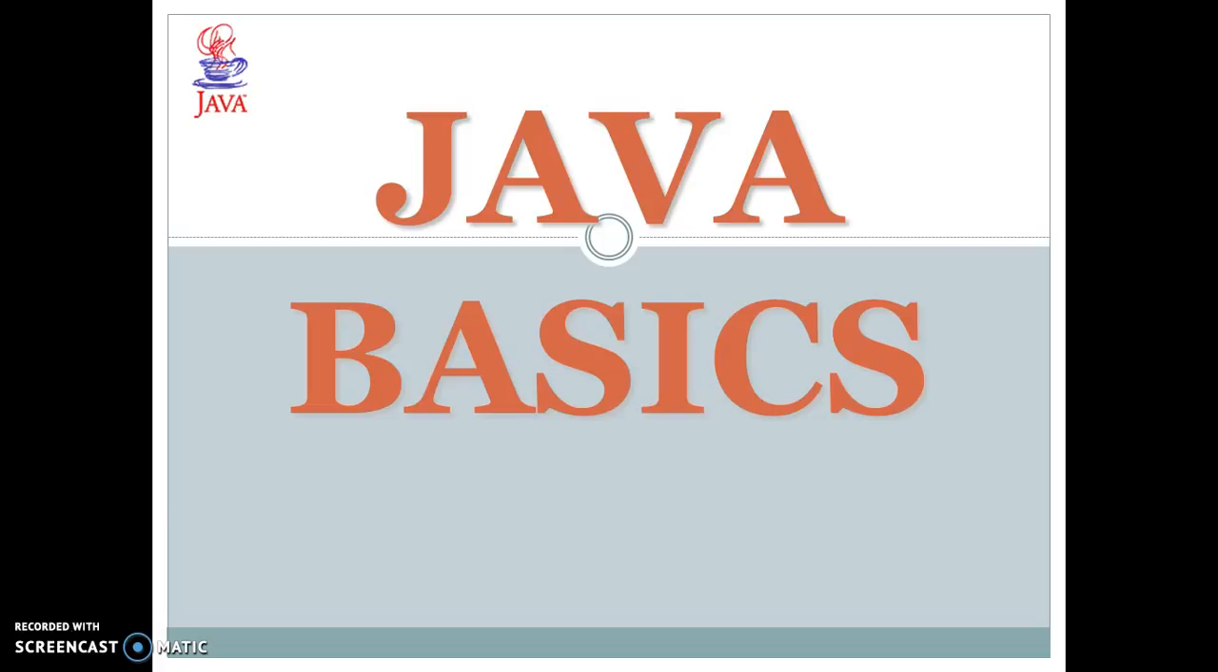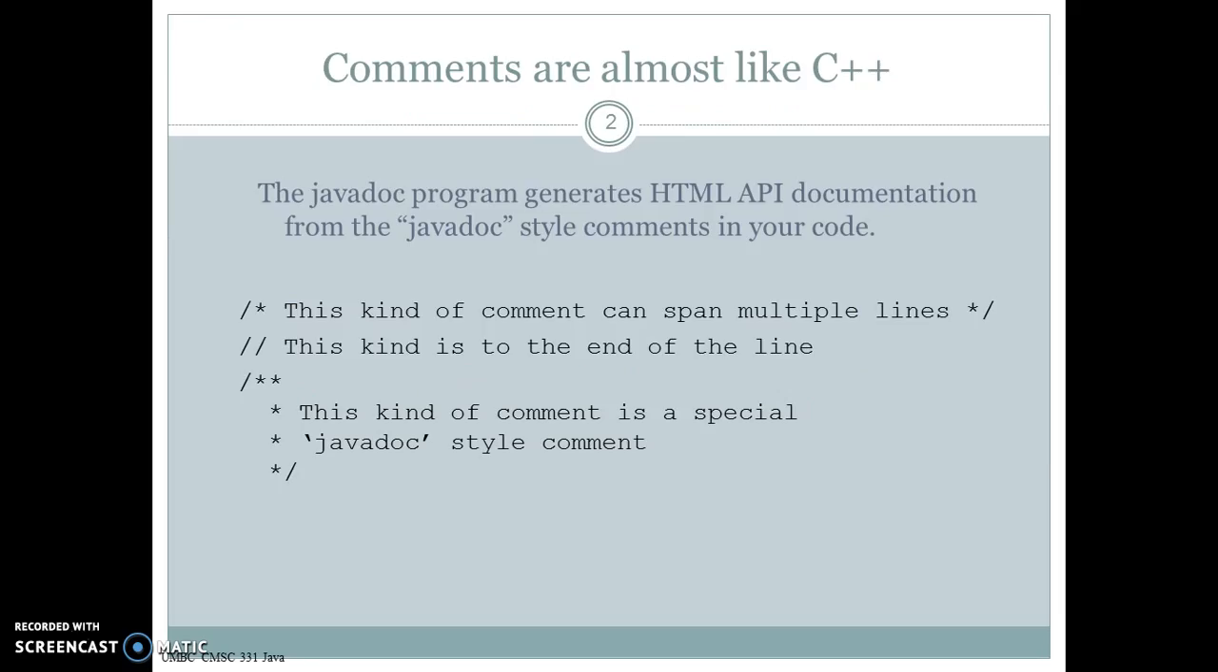Today we are going to discuss Java basic concepts. Initially, we already know the C programming language, and there are some concepts which are similar to the C++ programming language, like using comments in our code as well as declaring variables and also functions or methods. In the current example, the Java program generates HTML API documentation from the Java style comments in your program.